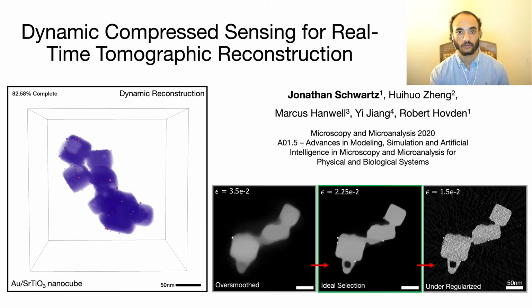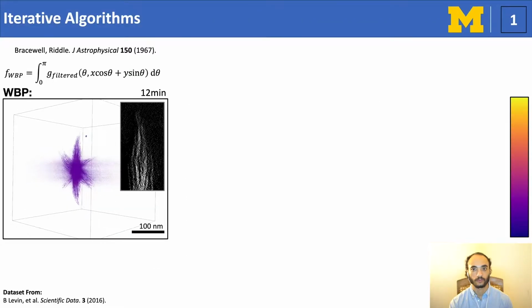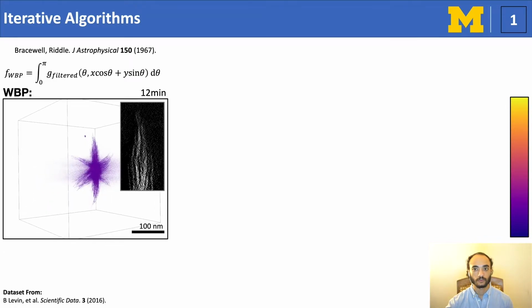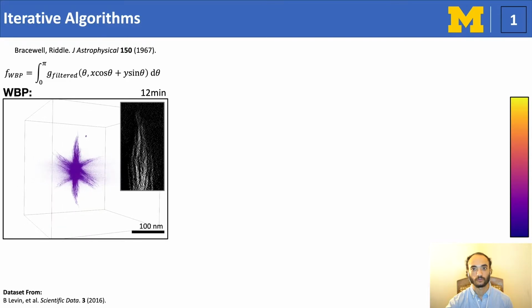Tomographic reconstruction algorithms are divided into two main categories: iterative and analytical-based methods. Analytical methods such as weighted back projection are computationally inexpensive, resulting in short reconstruction times due to their non-iterative nature and smaller number of operations. These methods require a lot of projections that contain a high signal-to-noise ratio.